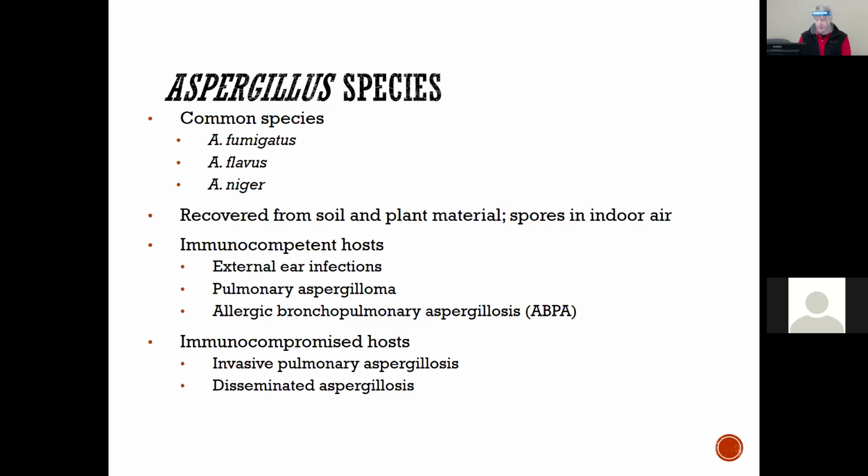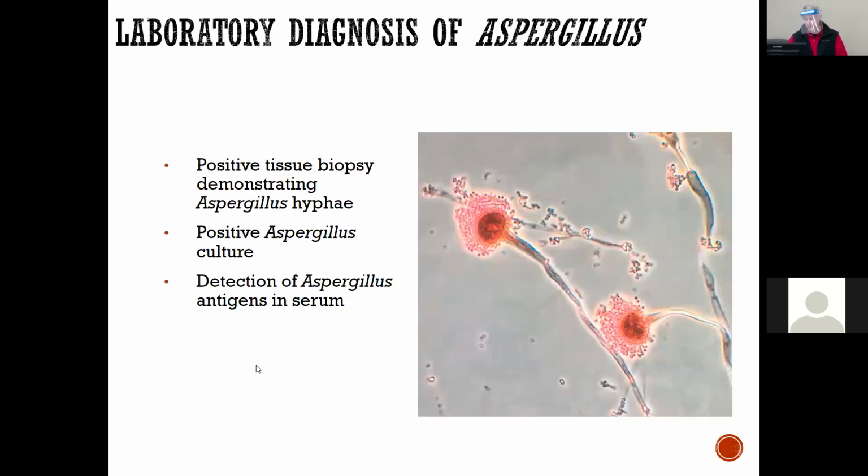Immunocompromised host ends up with invasive pulmonary aspergillosis and disseminated aspergillosis. So that's the spread. It's spreading from being inhaled and causing us to have big problems. So this is the Aspergillus, right? Is this the yeast form or the mycelia form? Let's go back to that and see if we know.